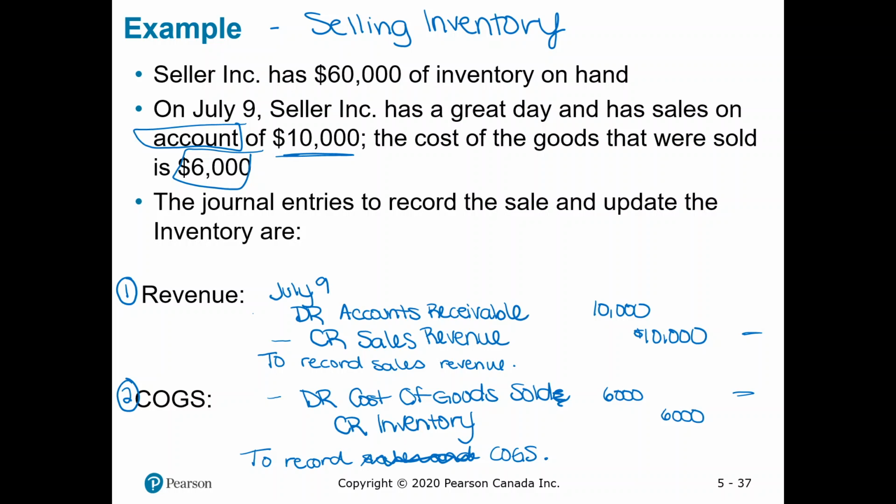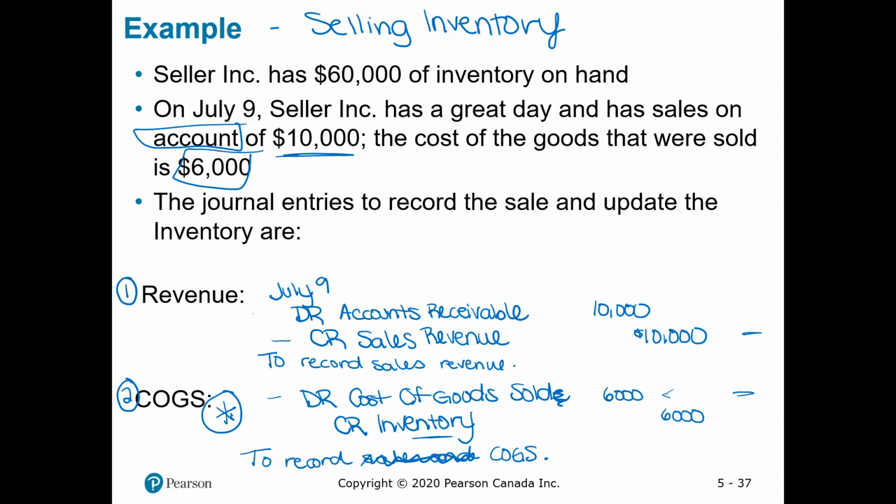Since this is the perpetual method, we're always updating inventory, and that is why we need this second entry. We want to know that we've got rid of this $6,000 of goods, so we move it out of the inventory count into cost of goods sold. Okay, so that's the sales side.